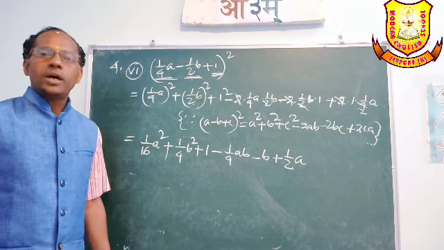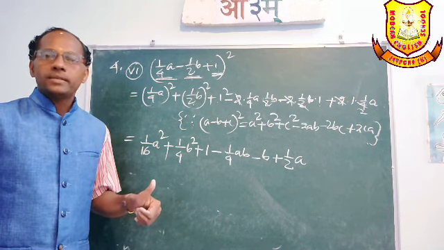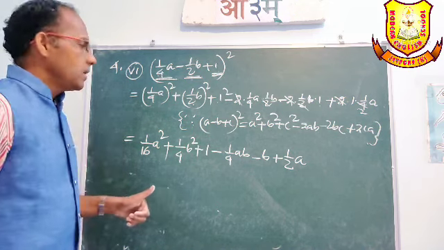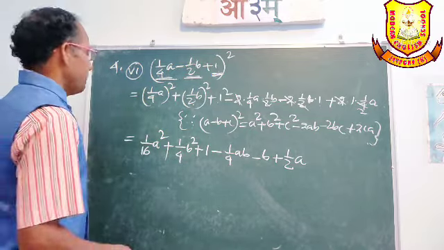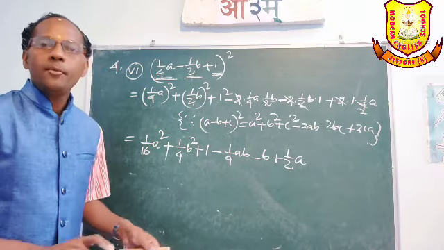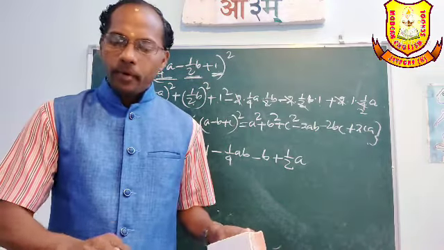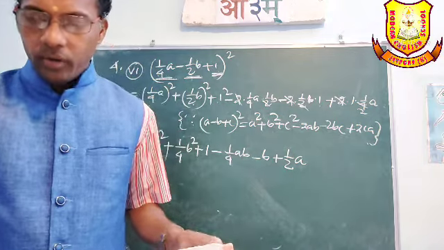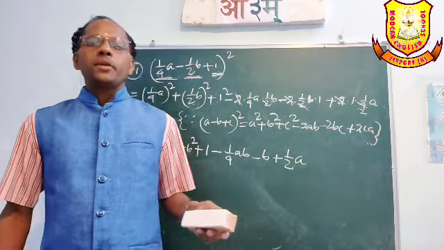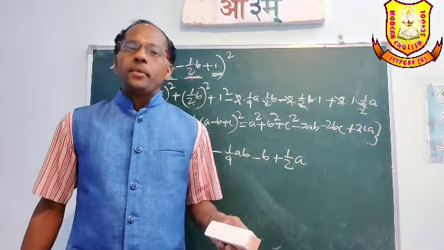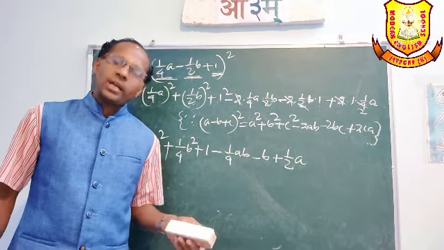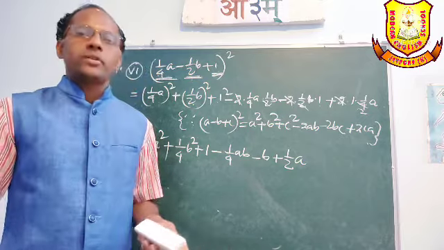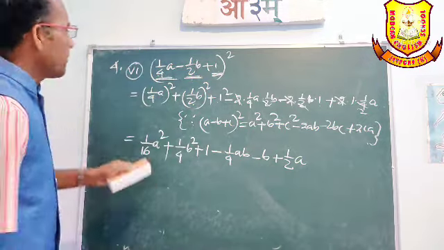So everybody understood now? Yes? Okay, thank you. Very good. Now question number 5. The same way as question number 4, all bits you can do by applying (a + b + c) whole square or (a + b − c) whole square or (a − b + c) whole square or (a − b − c) whole square.